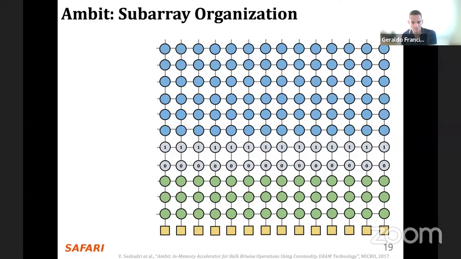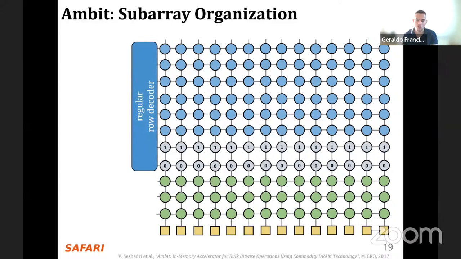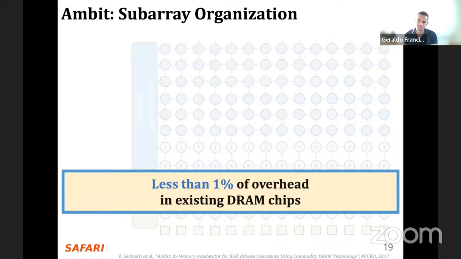Ambit uses some special row decoders so we can enable triple row activation with a single address issued to DRAM. First we have the regular row decoder, where we send a command and an address, and it pulls up one of the word lines. Then we have this special row decoder, which can activate three DRAM rows with a single address and then perform the triple row activation efficiently. This modification that Ambit proposes to the DRAM array incurs less than 1% area overhead on top of existing DRAM chips.